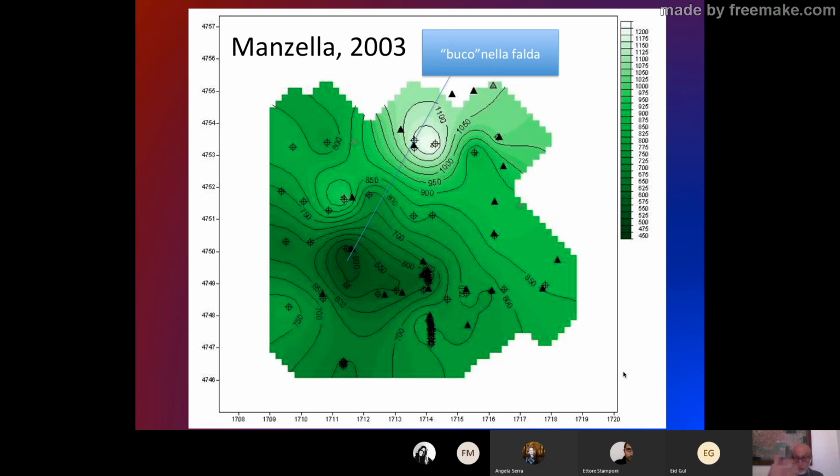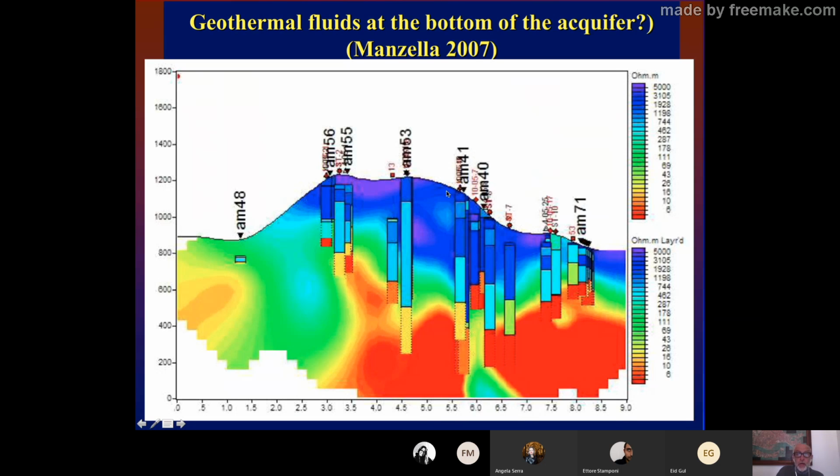This low area in the volcanic aquifer has been measured also by Manzella in 2003. She is a researcher at Pisa, and you can perfectly see that there is about 100, 200 meters of water depression inside the volcano. Now, this is very interesting.